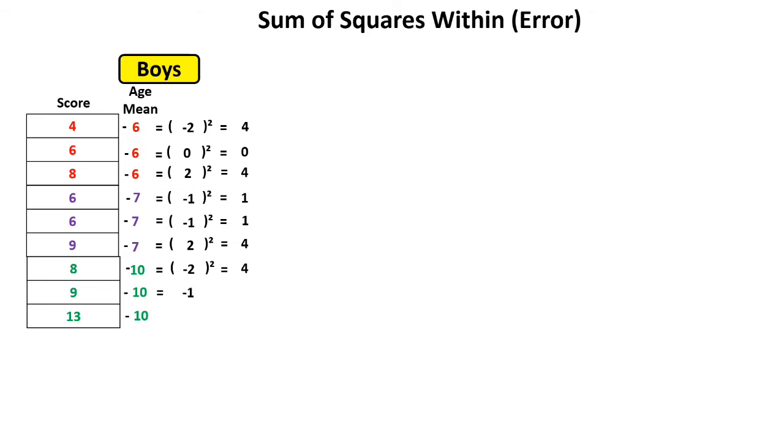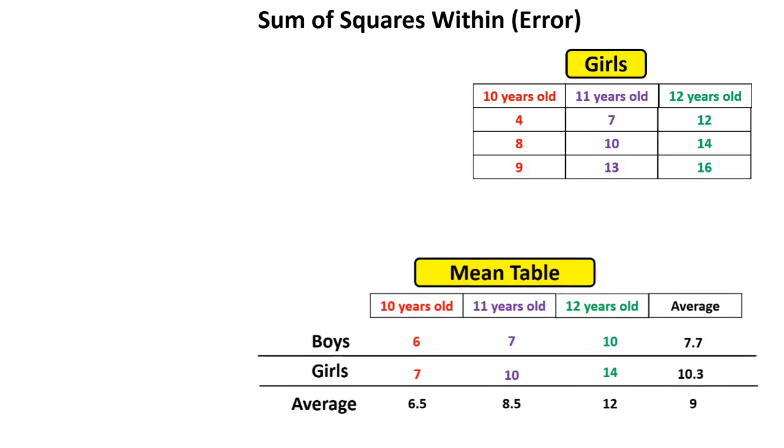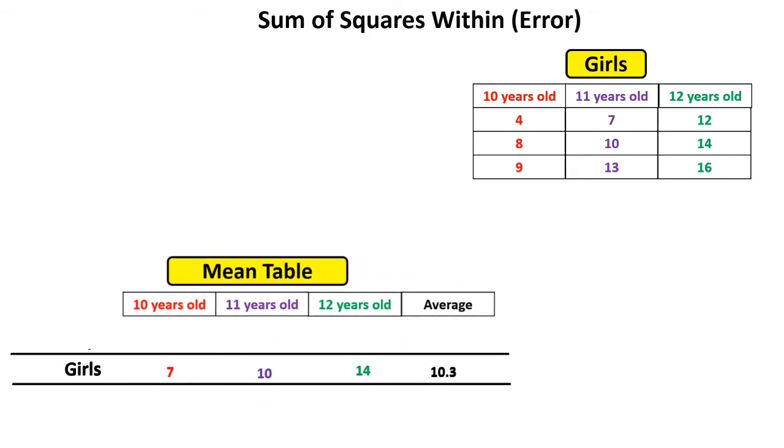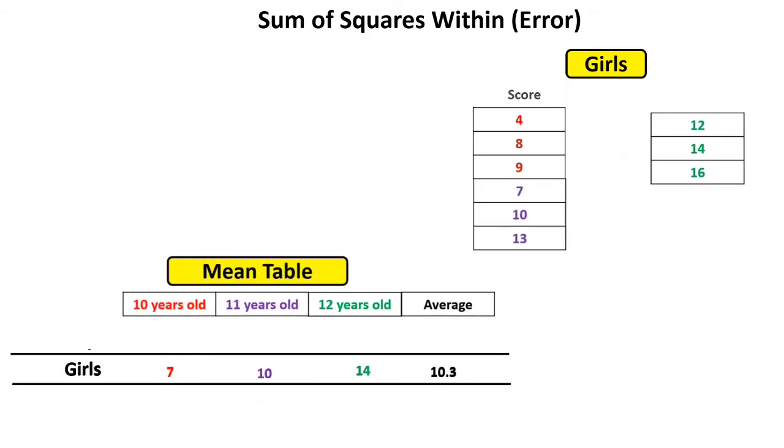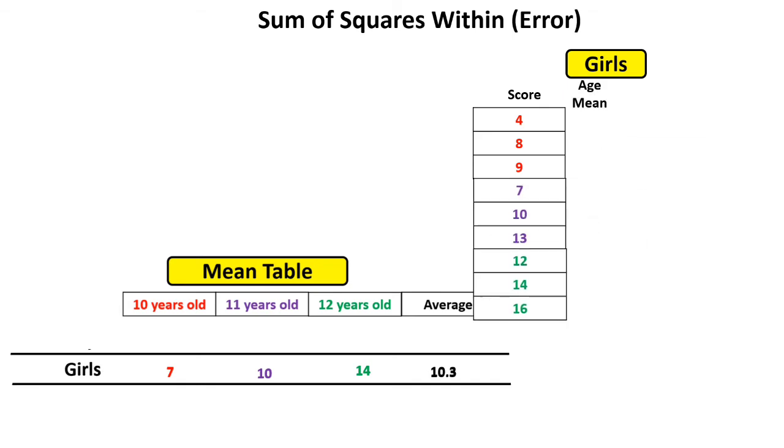9 minus 10 is negative 1. Square, and it's 1. 13 minus 10 is 3. 3 times 3 is equal to 9. Then, sum them up. The sum of squares is 28. Now, let's repeat the same process for the girls. Let's just use the girls' average score by age group, then subtract.